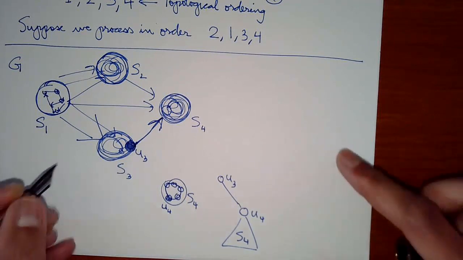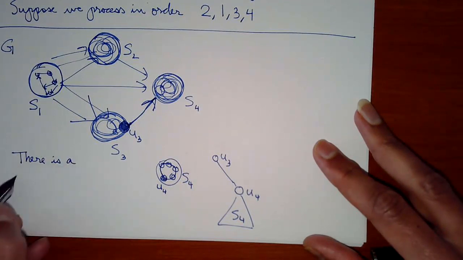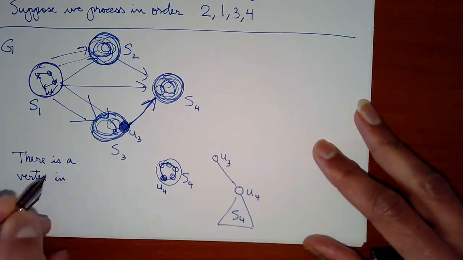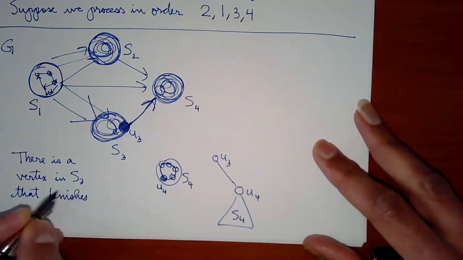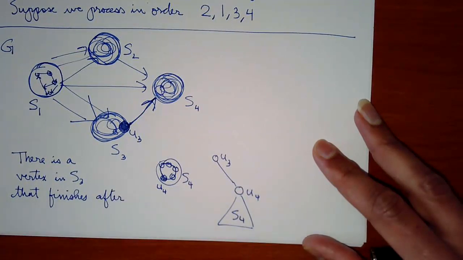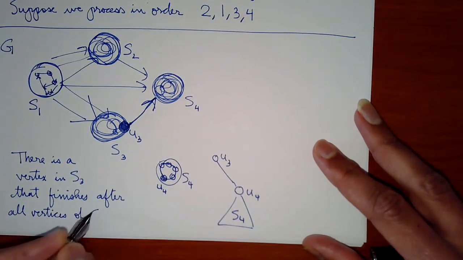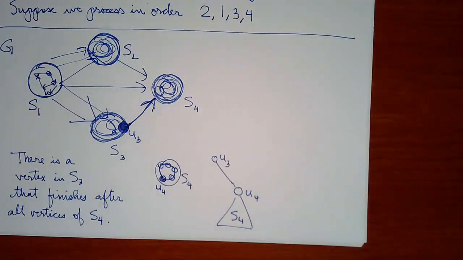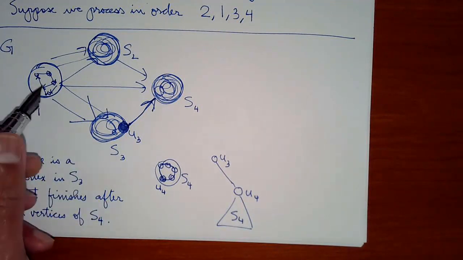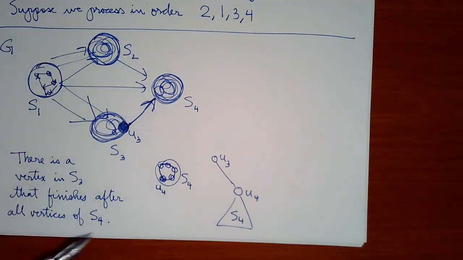So in all cases, there is a vertex in S3 that finishes after all vertices of S4. And the same thing holds with that directed structure: there is always a vertex in S1 that is going to finish after everybody else.